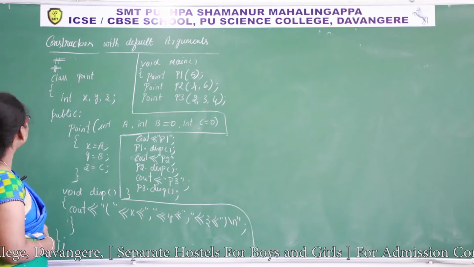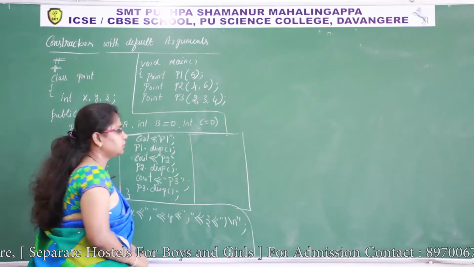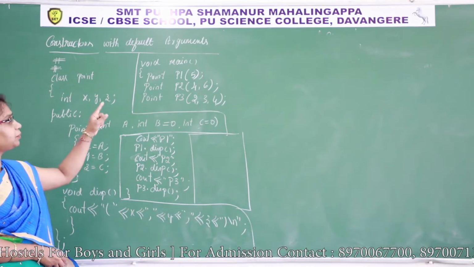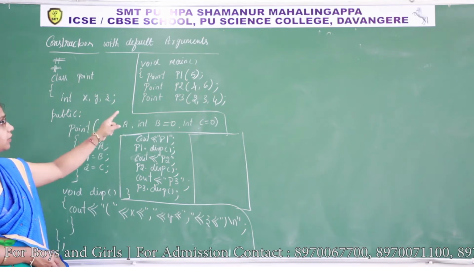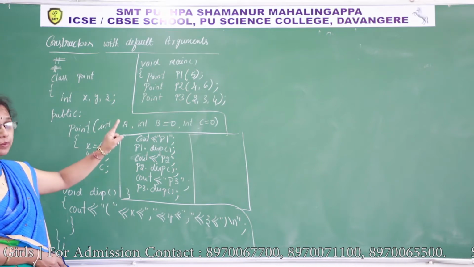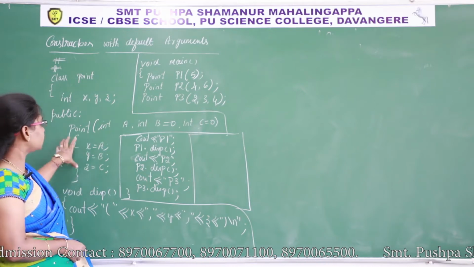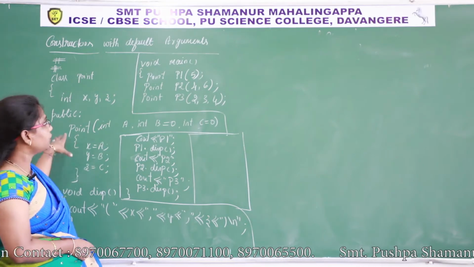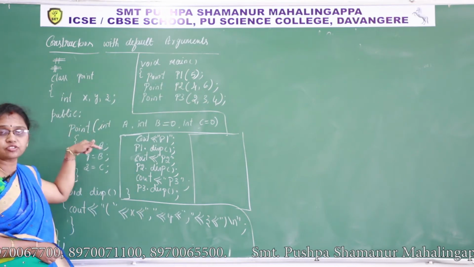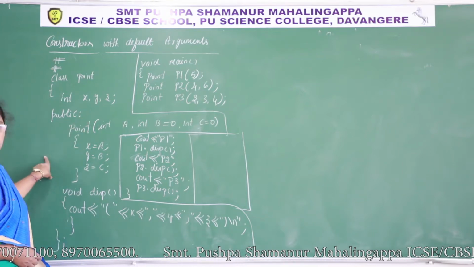What happens when you execute this program? Let us assume this is the output screen. Execution always starts from the main function, point p1 of 5. You have created object p1 and you are passing one argument, that is 5, but there is no matching constructor within the class. Actually what we think is, there is one parameter, so there must be a one argument constructor in the class.